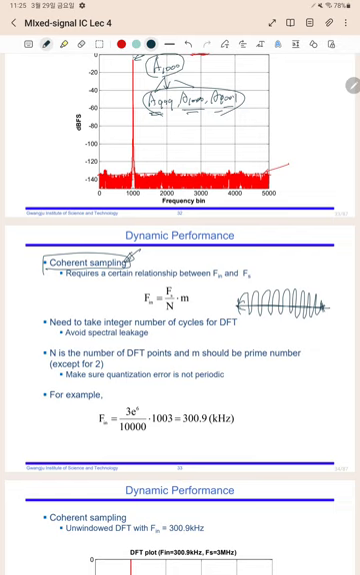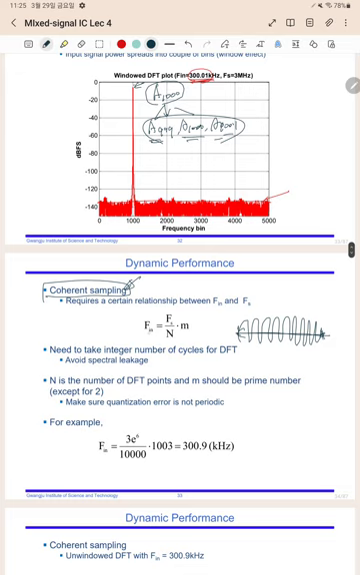So once you know that the location of your input is the DFT resolution multiplied by m. Initially we have 300k and fs was 3 megahertz, so N was 10,000, so meaning that m was 1,000, and then in this case we don't have spectral leakage but we have a periodic quantization noise.